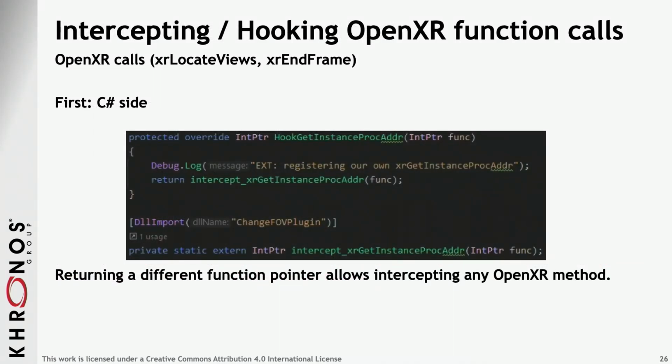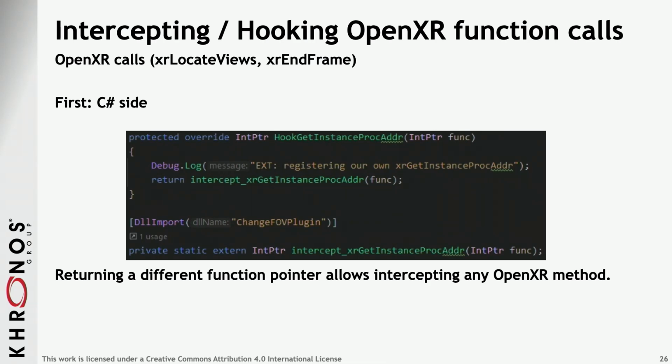Yeah, so to intercept xrLocateViews and xrEndFrame, on the C# side, in that OpenXR feature class that Christina just described, we're going to override the hook get instance proc address function. Basically what this allows for is returning a different function pointer for get instance proc address. What get instance proc address does in OpenXR is, whenever we want to call into a function like xrLocateViews, we're going to ask OpenXR for that function. So we're going to say, hey, give me the function pointer for xrLocateViews.